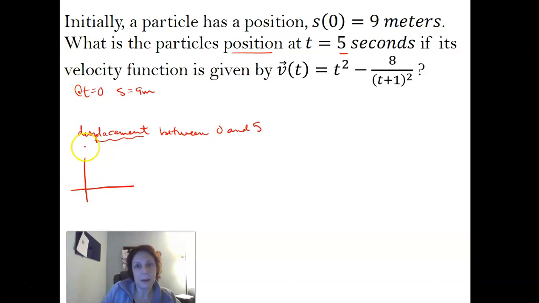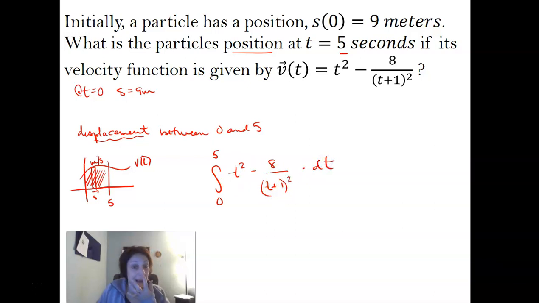All right, so displacement is going to come, I'm just going to make a random curve here. If this is my velocity curve, if I want the displacement between 0 and 5, all I need is the area under my velocity curve. Because my rectangles, if you think about it, are going to be meters per second high, and they're going to be seconds wide, and that's going to come out for an area in meters. So my integral is going to be a displacement. So if I want the displacement between 0 and 5, I just need to do the integral between 0 and 5 of t squared minus 8 over (t + 1) squared.